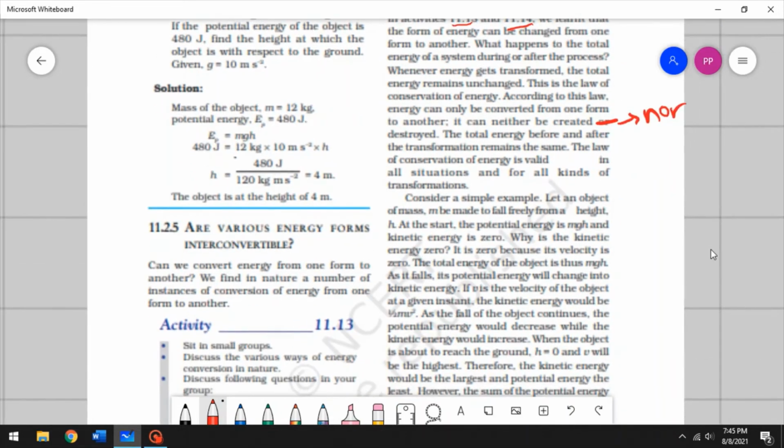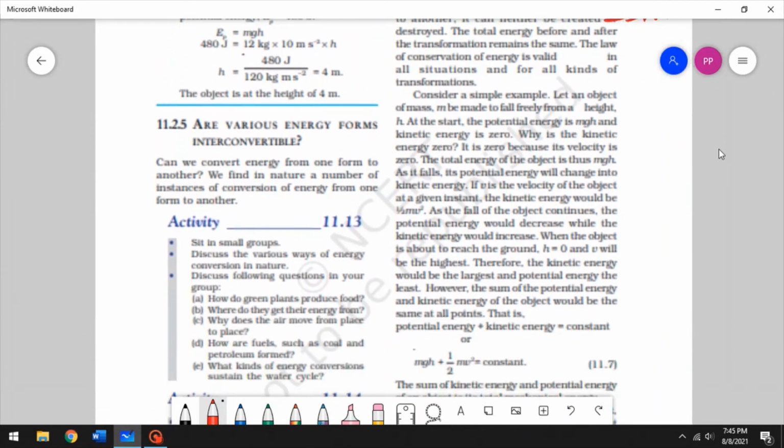Here is an example. Let an object of mass m be made to fall freely from a height h. At the start, the potential energy is mgh and the kinetic energy is 0. So why is it so? First, let's talk about this statement in two halves. The potential energy is mgh is one part. Kinetic energy is 0 is the other part.